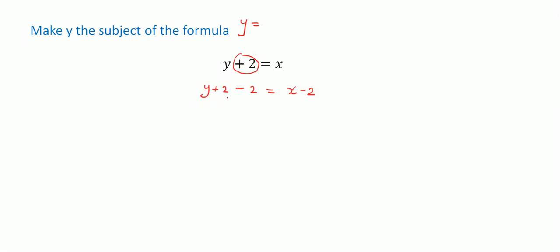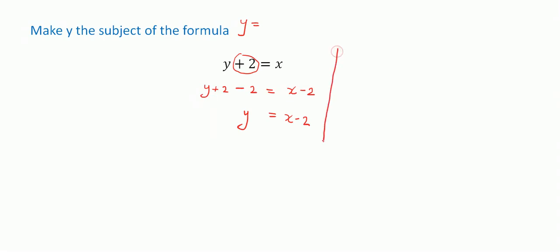We end up with y plus 2 minus 2 is equal to x minus 2, right? In this case we are minusing 2 from both sides of the equation. So therefore we end up with y, because 2 minus 2 will give us 0, is equal to x minus 2, right? And this is how you make y the subject of the formula.